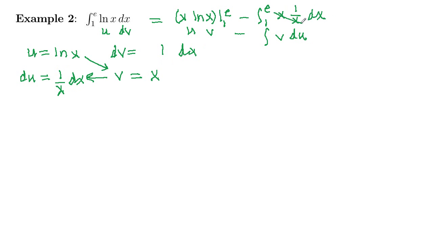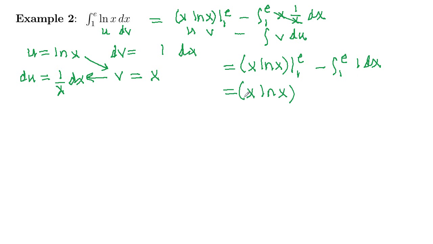And these x's will cancel, and we're just integrating 1. Well, that's definitely a simpler integral. So this will be x ln of x from 1 to e, and then minus the definite integral from 1 to e of 1 dx. And that's going to be x ln x from 1 to e minus the antiderivative of 1, which is just x, and that's going to get evaluated from 1 to e.